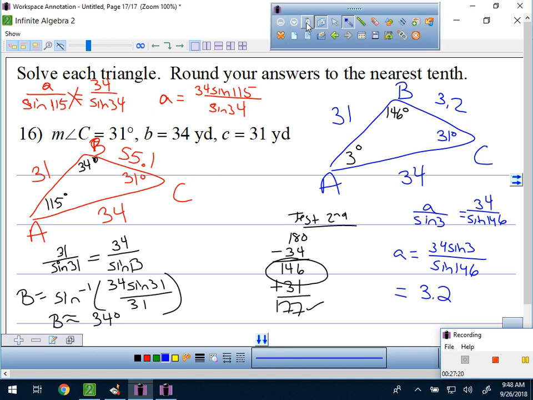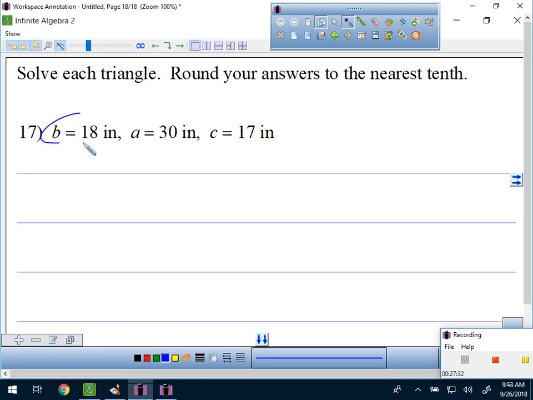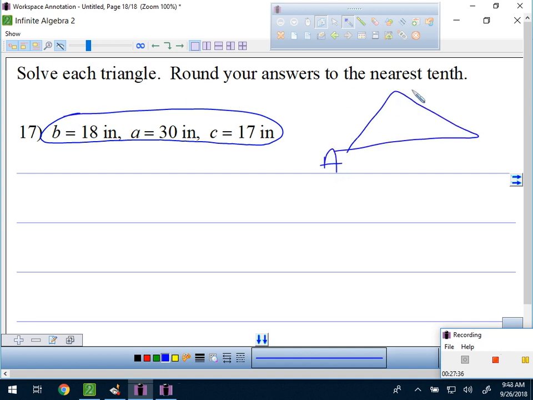Test 2 still. All right, so for number 17, it says solve each triangle. Just by looking at it, I know that this is going to be a law of cosines problem, because what I see here is I give you 3 sides. Now here's what's key about this, if you remember. You always have to find the biggest what first? Angle, right? So 18 is B, A is 30, 17 is C. I have no choice, guys.